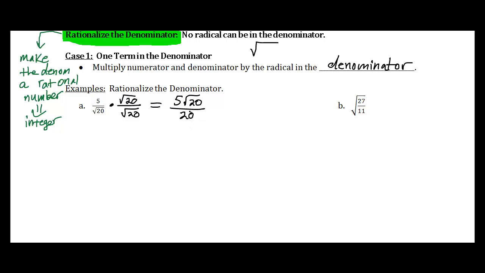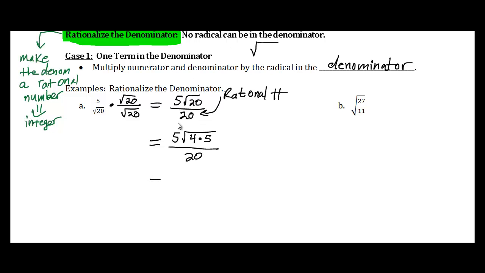Now, for me to simplify this, I'm going to start by simplifying my radical. Notice 20 is a rational number, so we've already rationalized the denominator. Now all we have to do is simplify. Square root of 20 can be simplified. 4 is the largest perfect square that goes into 20. It goes into 20 5 times. So I can rewrite the square root of 20 as the square root of 4 times 5.